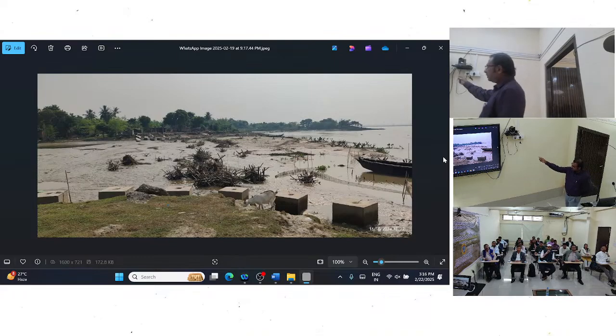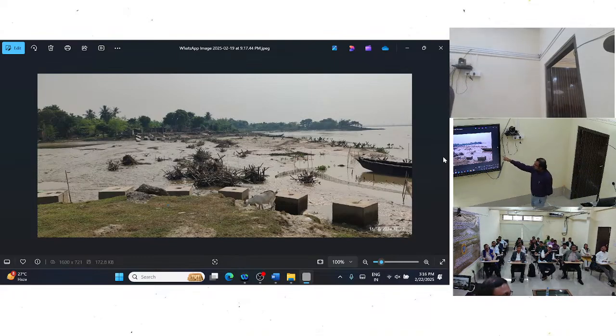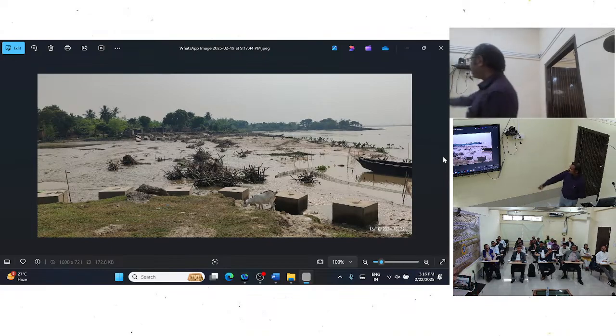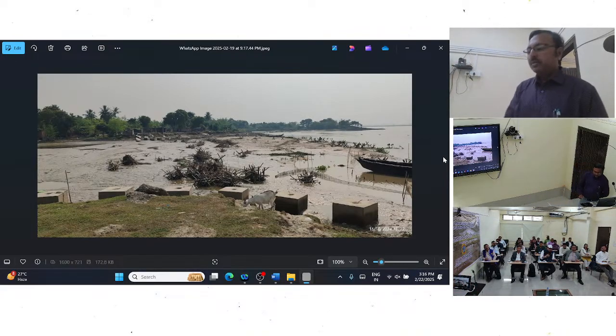This is a later picture which we have shown earlier. This is during October, November, December.